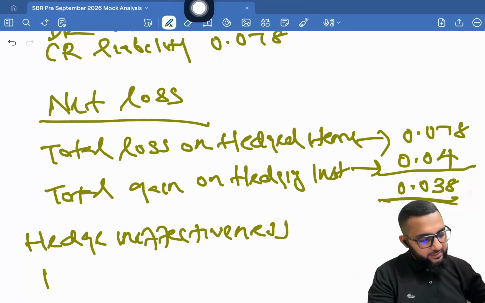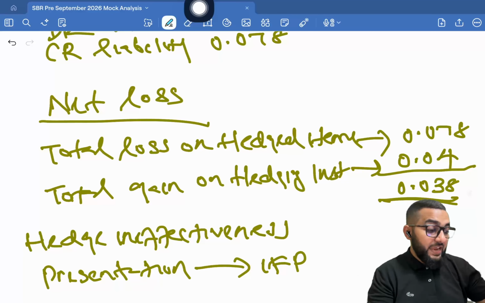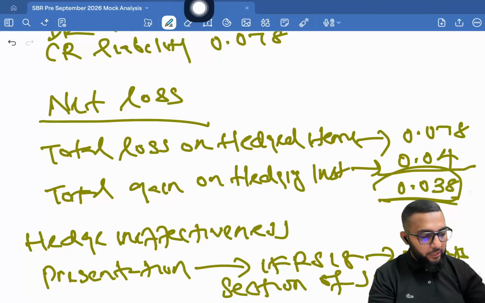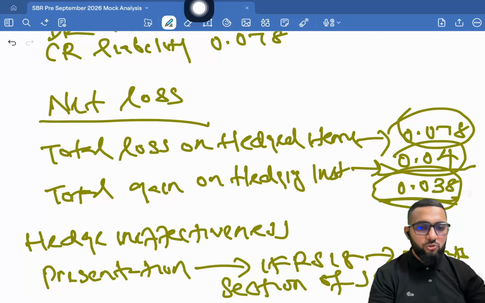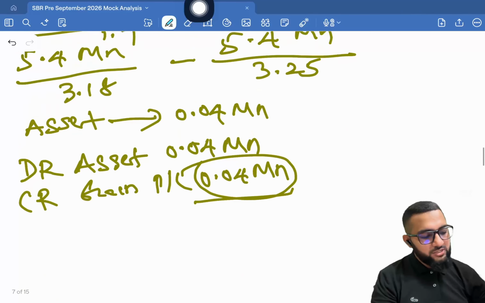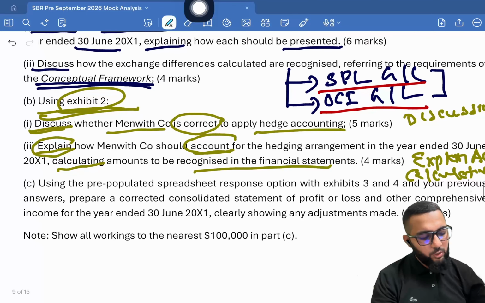Presentation would be under IFRS 18, as per the IFRS 18 rule, operating section. You can either show a net loss, or you can show a loss on the hedged item and a gain on the hedging instrument, but usually it's a net loss that you're going to show. That's how you approach this requirement. So that's requirement B.